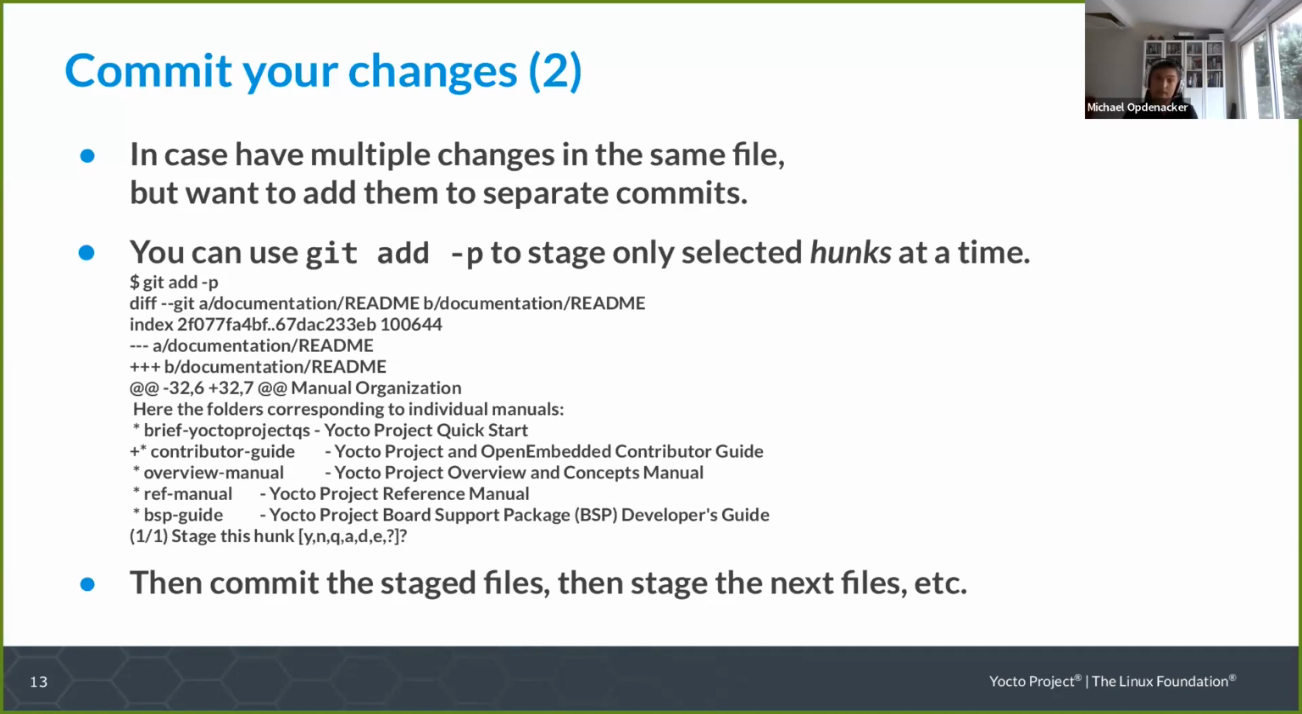That's super nice. And this way you can have multiple modifications to a file, but just stage, group the ones that you want. That's really nice here. So stage the hunks that you want, then commit the staged files, and go ahead and stage the next files and next hunks, and commit again, and so on and so on. So this makes it possible to have multiple changes on the same file, but not commit them all at once, right?